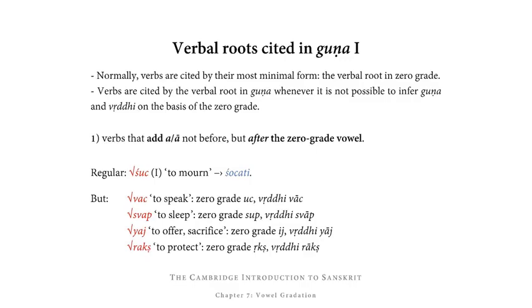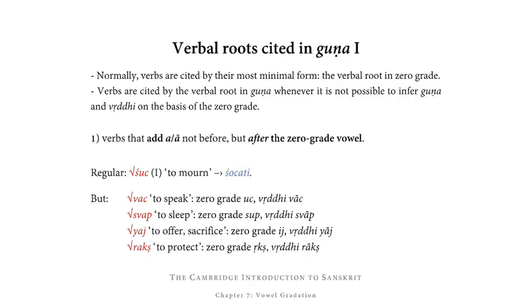And if you have a zero grade root such as ruksh, with a vocalic r, what happens is if that vocalic r is followed by another vowel, such as here the guna vowel a, it appears not as a vocalic r but as a regular consonantal r, and so from the zero grade ruksh we get the guna form raksh. If we listed these verbs by their zero grade roots, uch, sup, ij, and ruksh, we would not have any way of predicting their guna forms. We would not know that these are irregular roots that add the guna vowel not in front of, but behind the zero grade vowel.